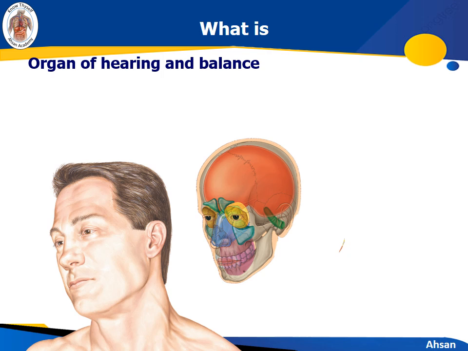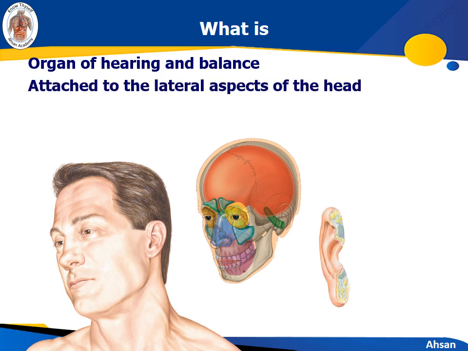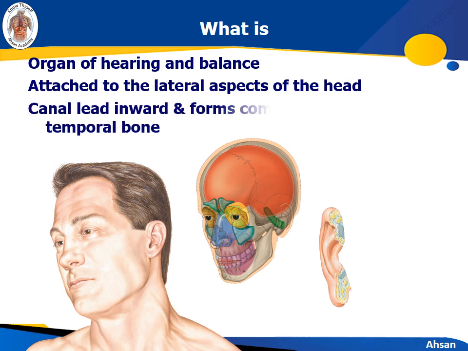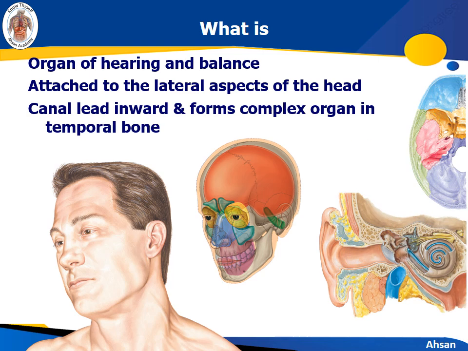This is the organ of hearing as well as balance, and the part we see on the lateral aspects of the head is the outer part of the ear, and a canal leads into and forms a complex organ in the temporal bone.